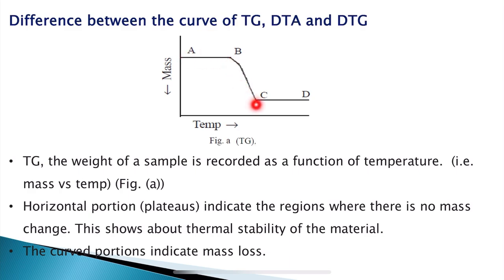And again coming to here, suppose this is 700 or 750 degree centigrade, from here again the compound or the sample will have thermal stability. Okay, so this is the curved portion, that is B to C. This curved portion indicates mass loss. Okay, so this is what is understood by looking at the thermogram of TGA.